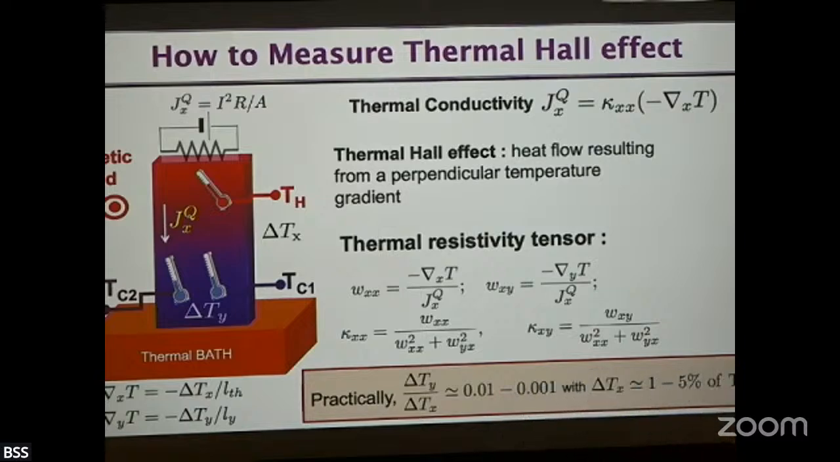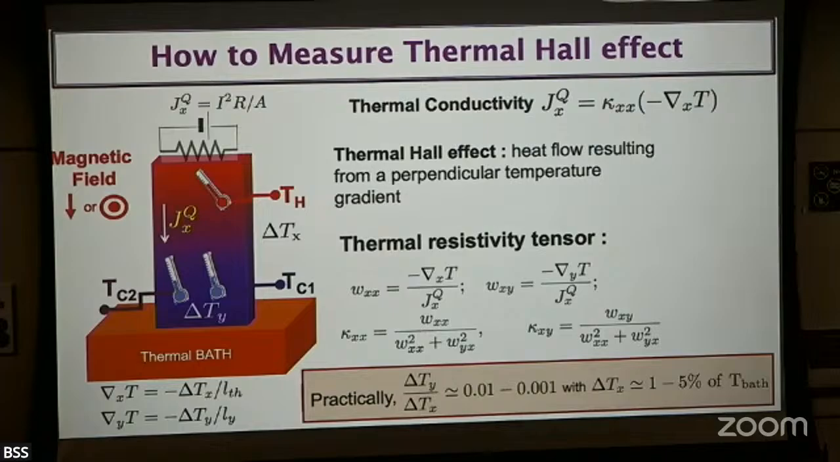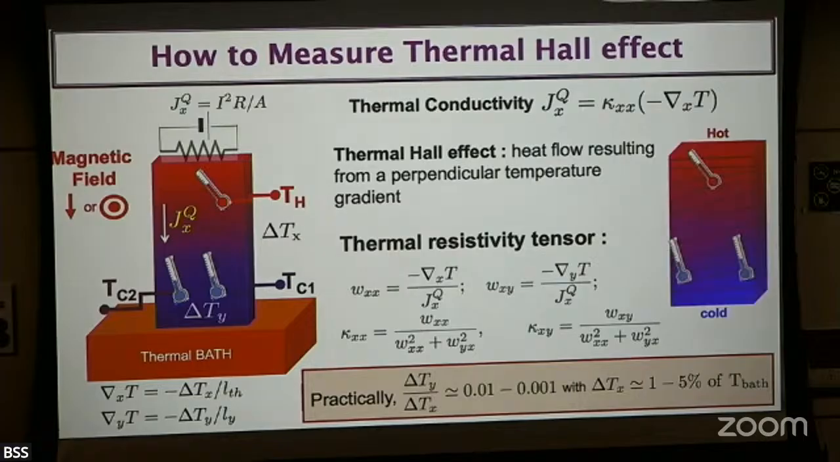All right, so that's how it works, and of course it's simple. So why are people not measuring thermal Hall? One of the major failure modes is that the signal is very small, delta Ty is small, and it's very hard to maintain temperature stability during the long field sweeping. That's the primary reason why thermal Hall effect measurement is hard. Also, as I said, when you measure thermal conductivity, the temperature gradient is linear.